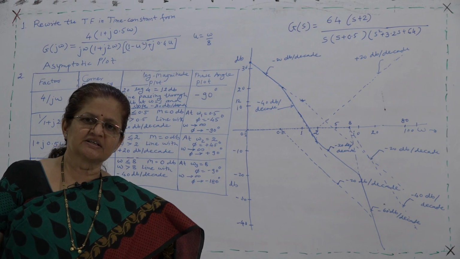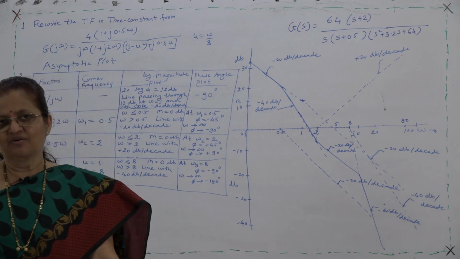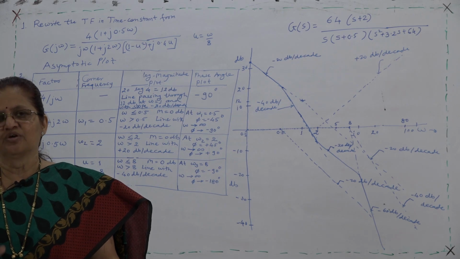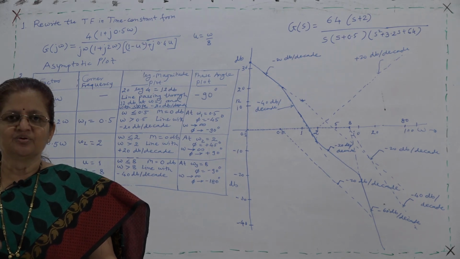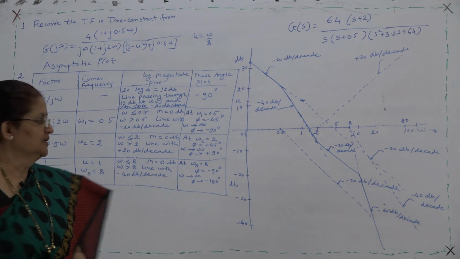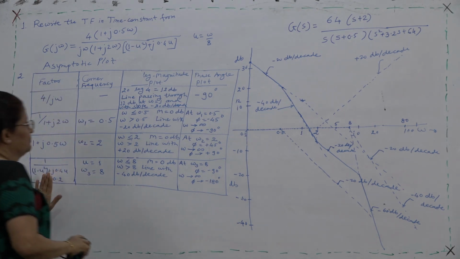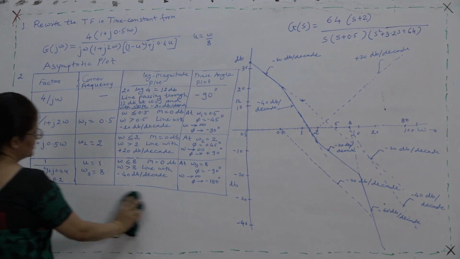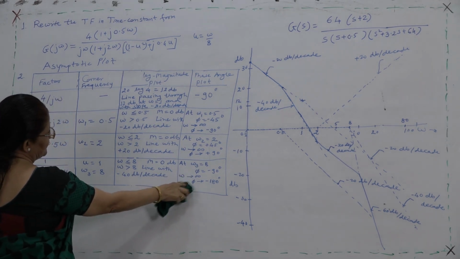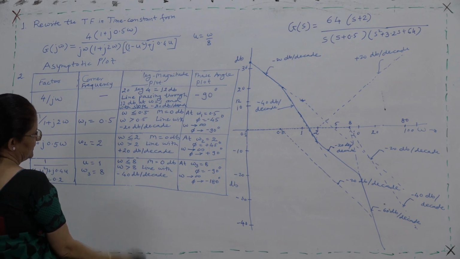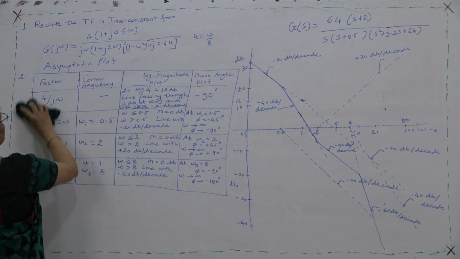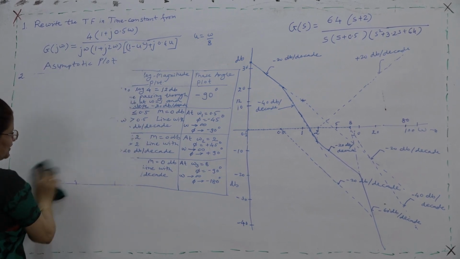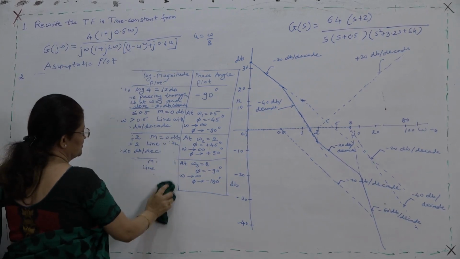How will you do the corrections? We have seen that at corner frequency maximum error is there. So, you have to use that and do the corrections. So, I will rub this because there is no space, and this part is over now, only the phase angle. Okay. So, I will rub this. So, the asymptotic magnitude plot is over.